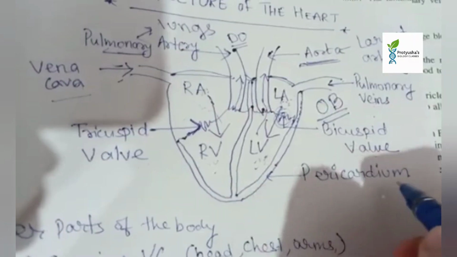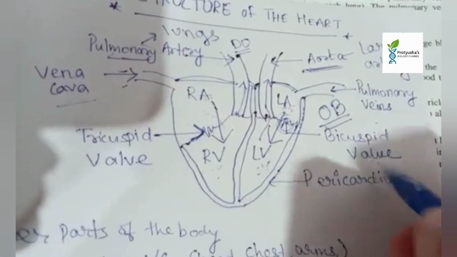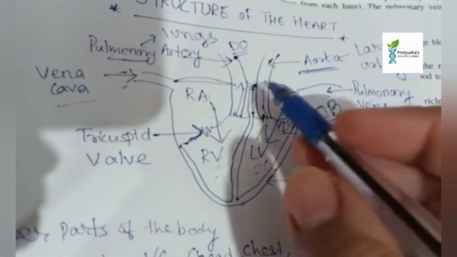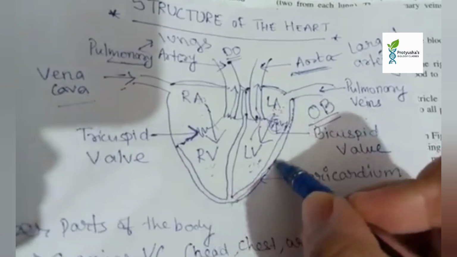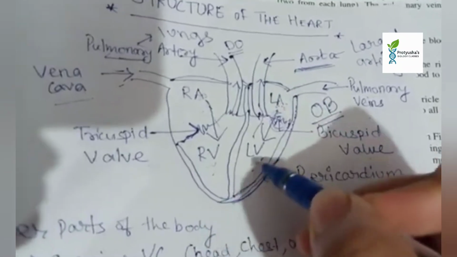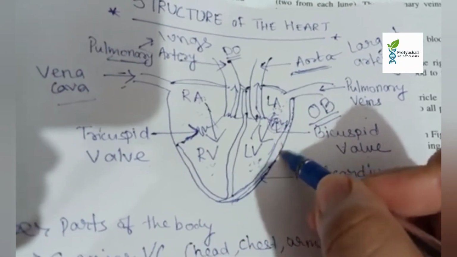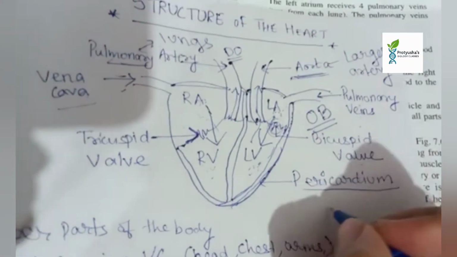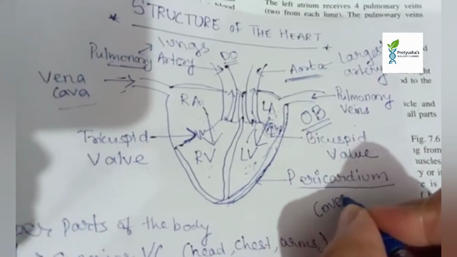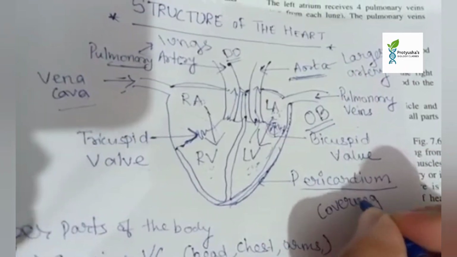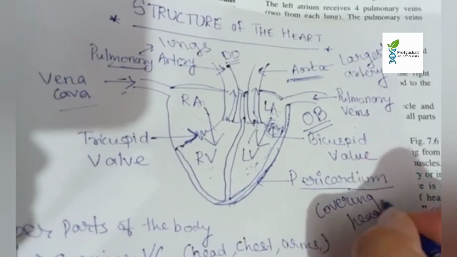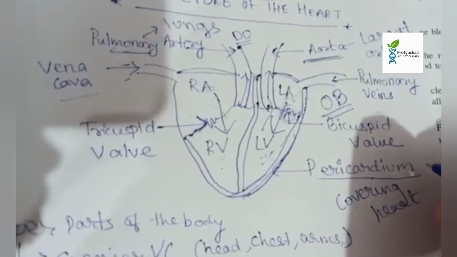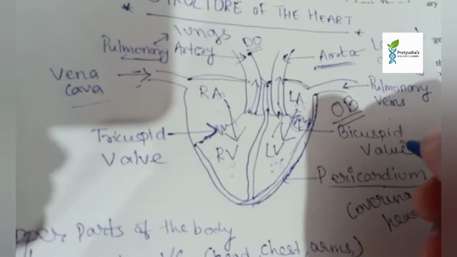If you can see, a pericardium is written. What is this pericardium? The entire heart is covered by a sac or a membrane. It's a double membrane. So pericardium is the covering of the heart. It protects the heart from any shock or any other danger.